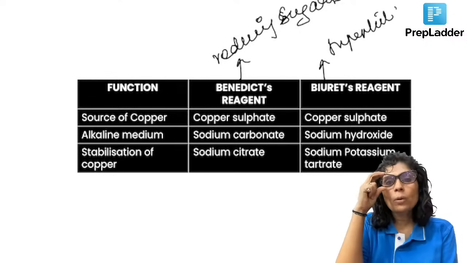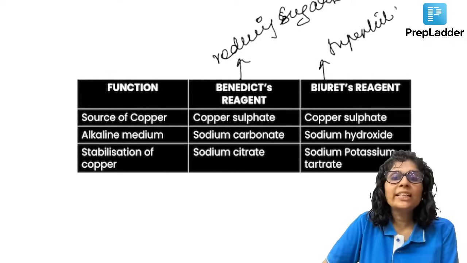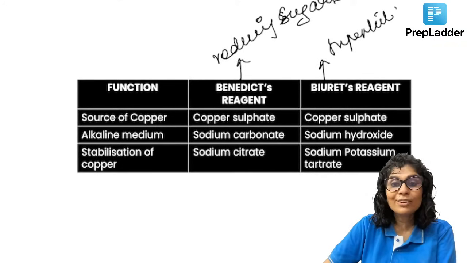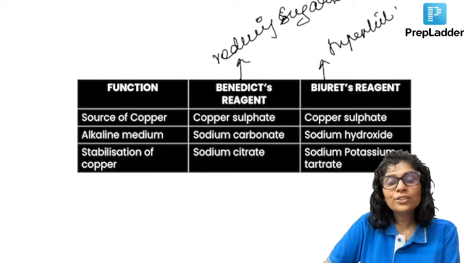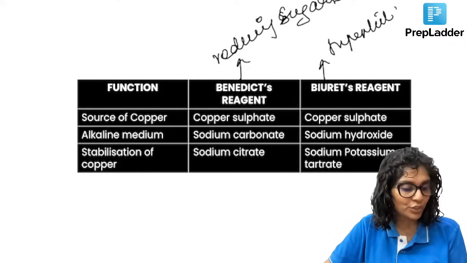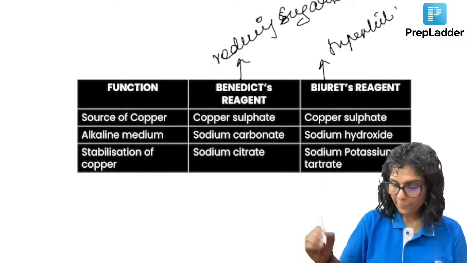And both have copper sulfate. In Benedict's reagent, it is sodium carbonate. In Biuret reagent, it is sodium hydroxide. In Benedict's reagent, it is sodium citrate. In Biuret's, it is sodium potassium tartrate.